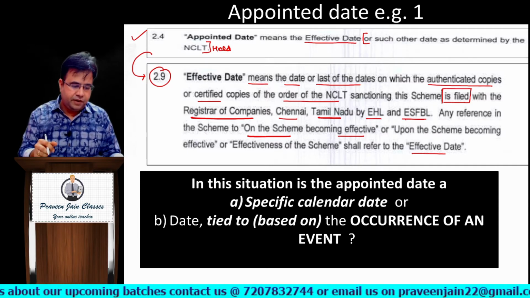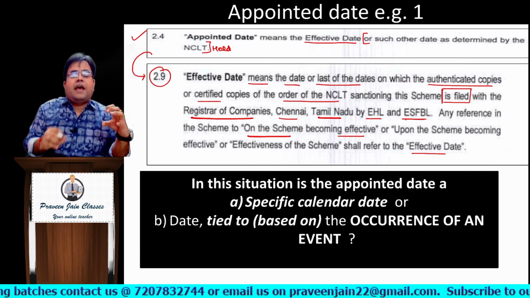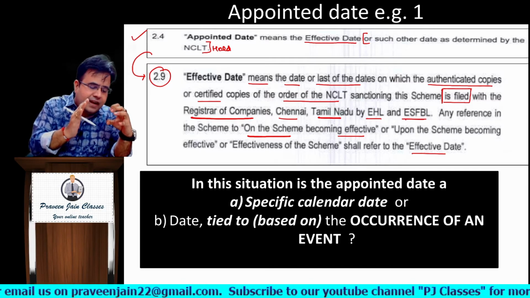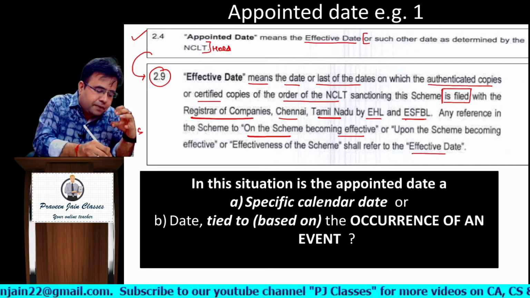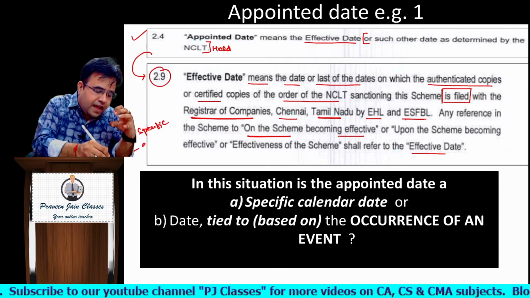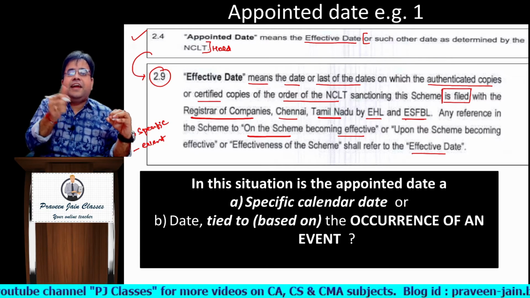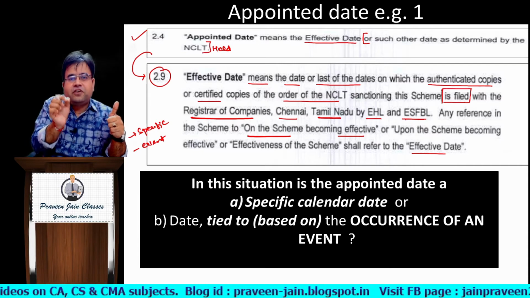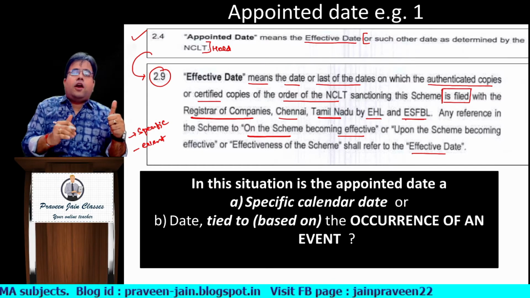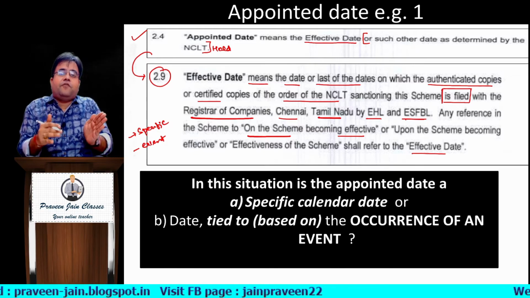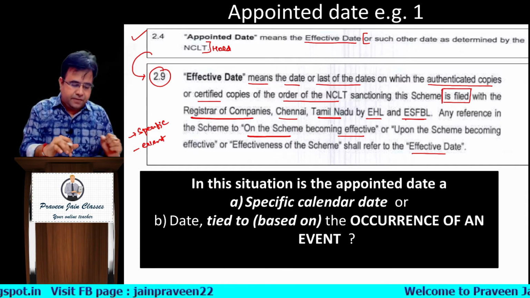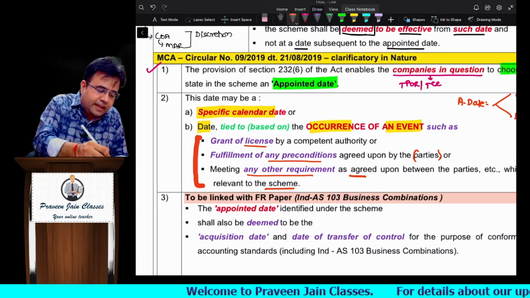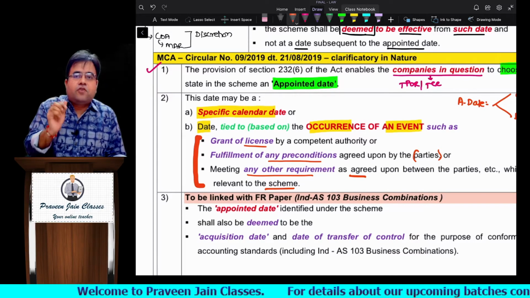Now my question to you people is this, sir. When this company has drafted their scheme of arrangement or compromise, did this company mention any specific calendar date, or have they mentioned a particular date which is tied upon an event, sir? So now you people have to decide, sir, whether this company has mentioned any particular specific calendar date, or did they say that our effective date will be based on a particular event, sir? Now tell me, sir. In these 2 points, which point do you feel is satisfied? So is the date a specific date here, or is it a date based on occurrence of events?